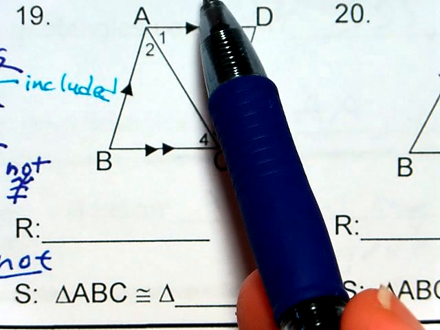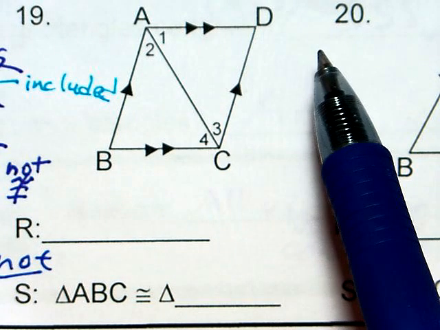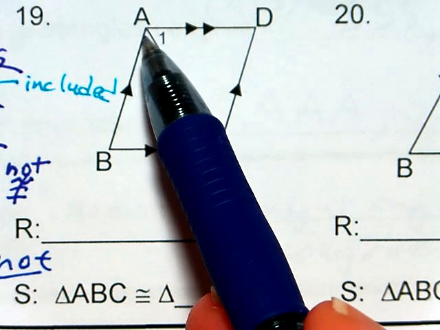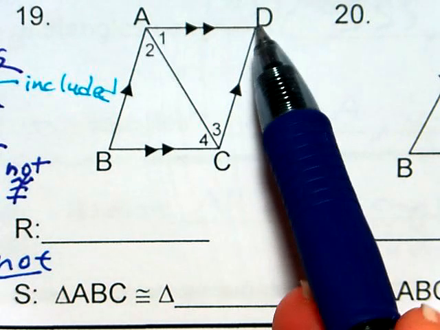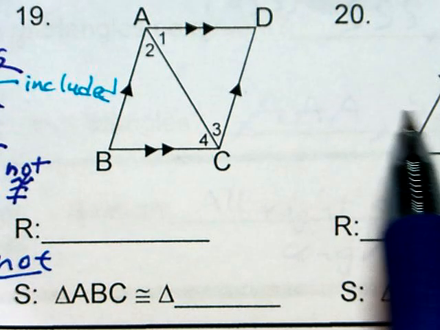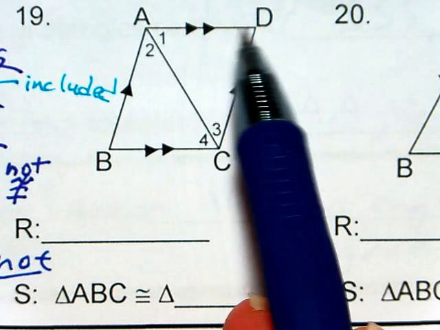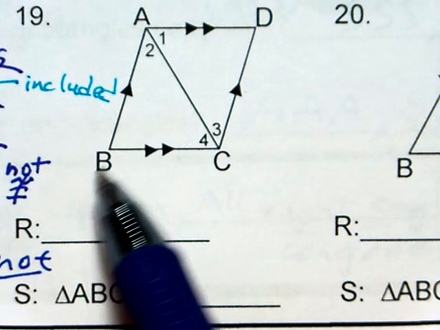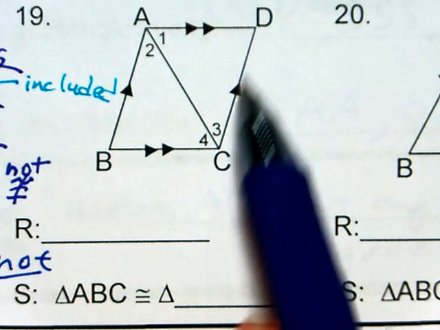The other triangle that's drawn in is triangle ADC. Okay, it's this triangle here on the right, ADC. So the question is, is ABC congruent to ADC? So what are we given? We're given that AD is parallel to BC and that AB is parallel to CD.